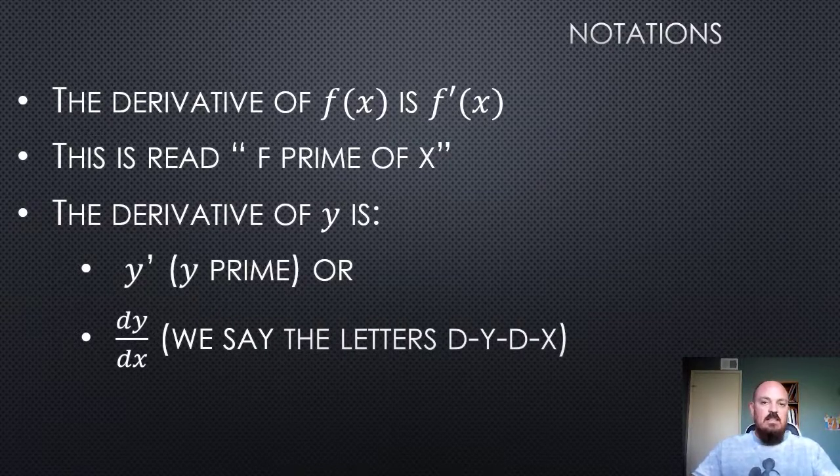When we see something like that, we usually just say the four letters in a row, dy dx. You don't say dy over dx, just say dy dx. So dy dx is also the derivative of y. It's going to become more important later when we get to more complicated types of derivatives. For now, I just want you to know that any of those three things mean the derivative: f prime of x, y prime, or dy dx.